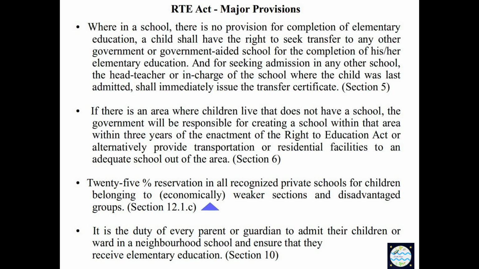If there is an area where children live that does not have a school, the government will be responsible for creating a school within that area within 3 years of the enactment of the Right to Education Act, or alternatively provide transportation or residential facilities to an adequate school out of the area. 25% reservation in all recognized private schools for children belonging to economically weaker sections and disadvantaged groups.